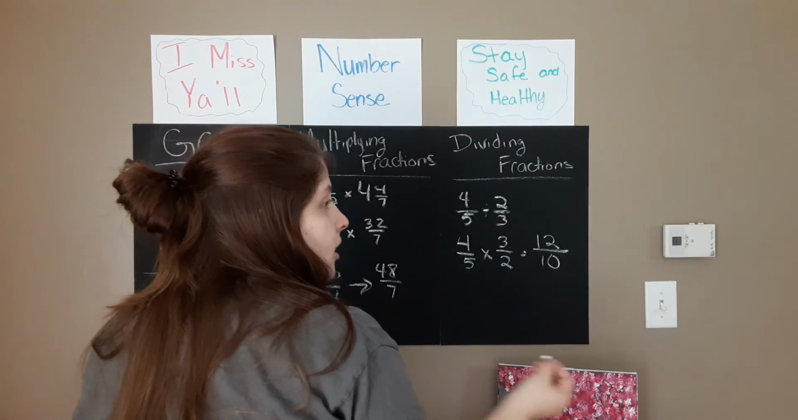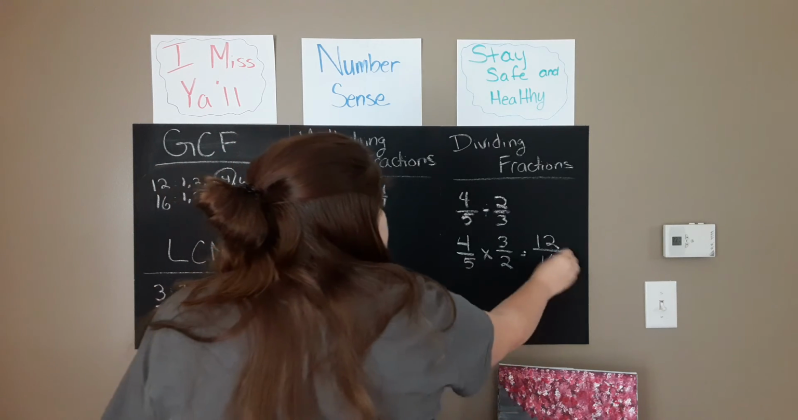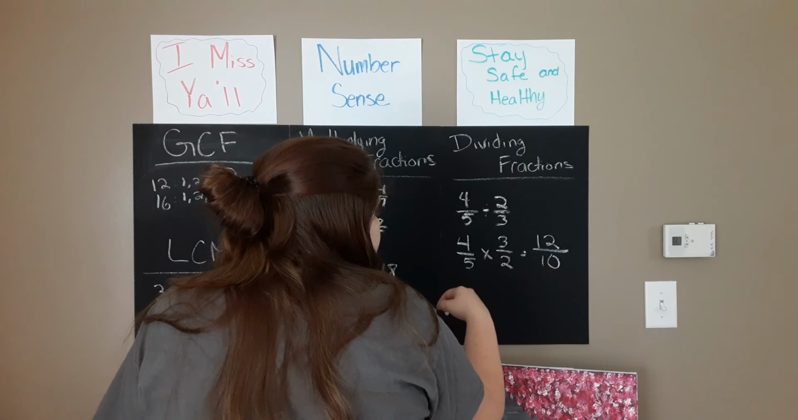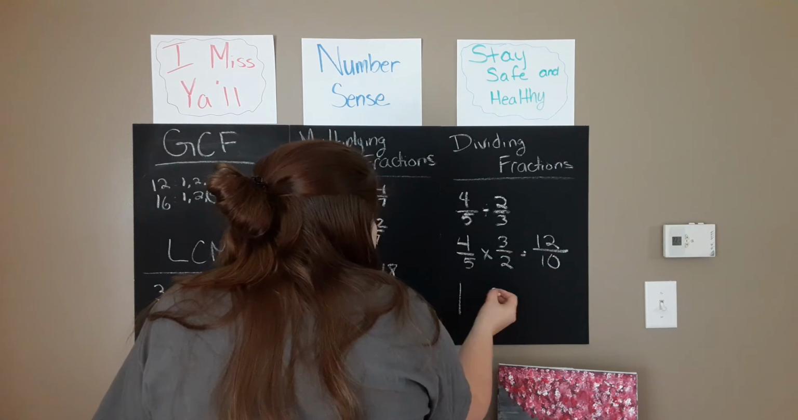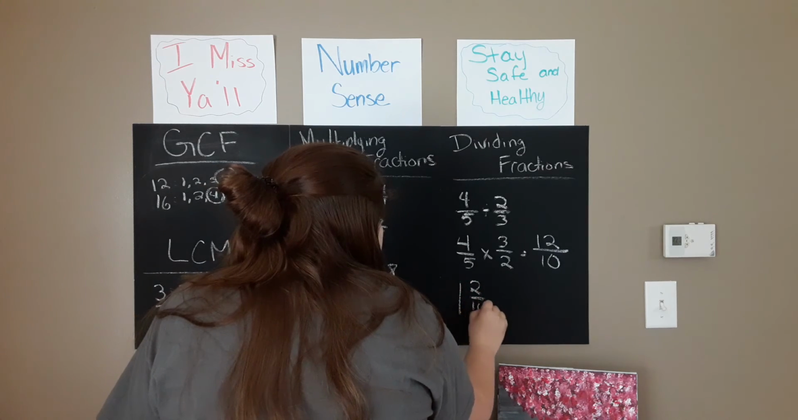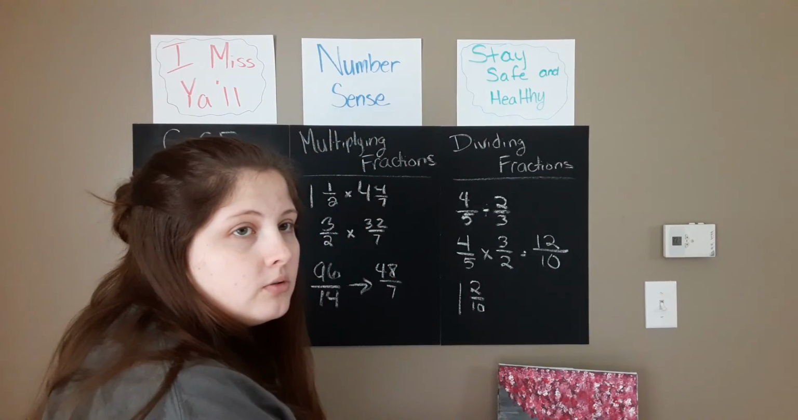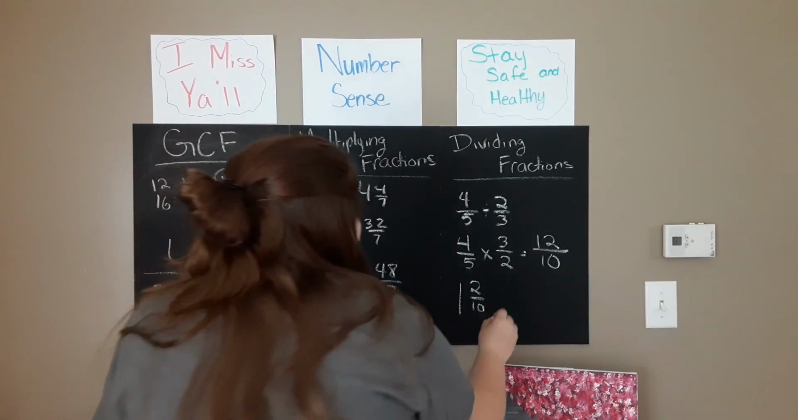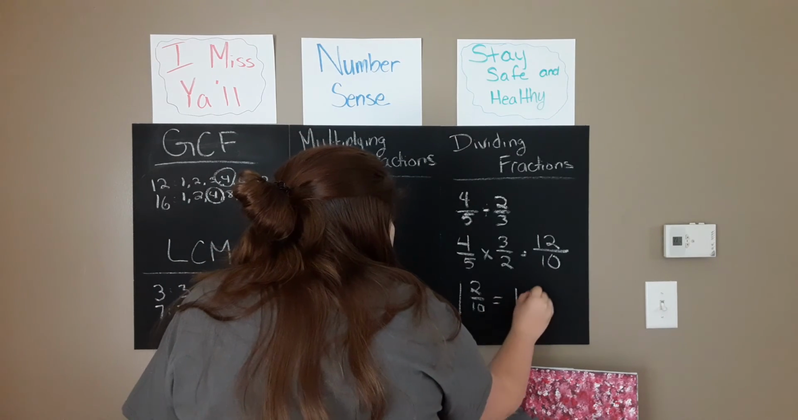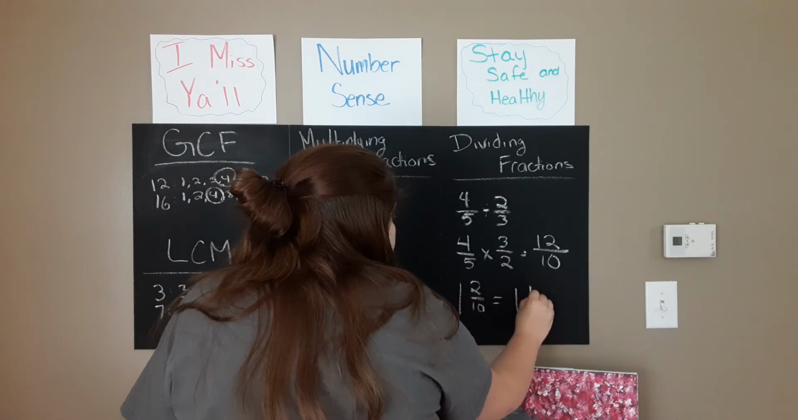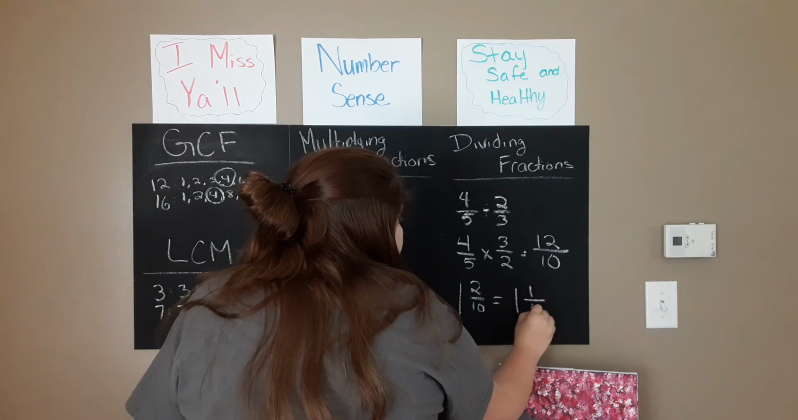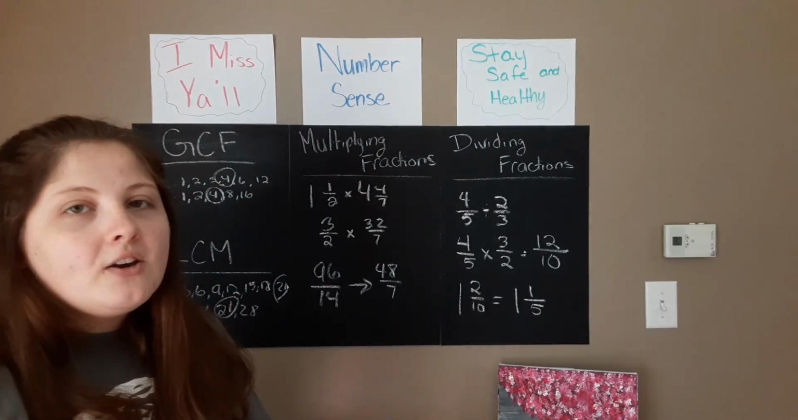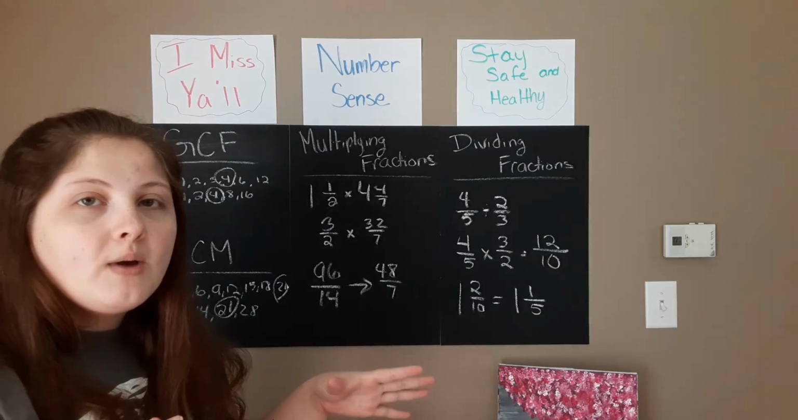Simplified, you know, we can take a whole out, right? Because 10's on the bottom, but the 12's bigger. So if we take 10 over 10 out, we have a whole. Then we're left with 2/10. But we know that 2/10 can also reduce. And what number goes into 2 and 10? 2. So 2 divided by 2 would be 1, and 10 divided by 2 would be 5. 1 and 1/5.